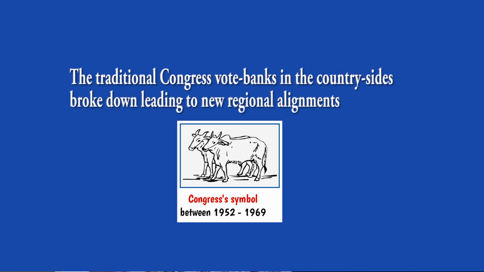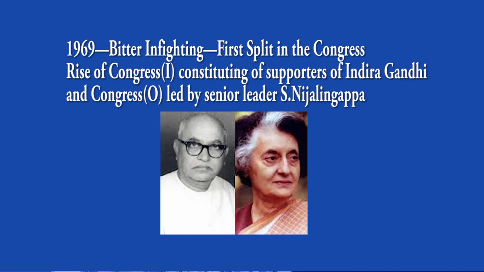Thirdly, the traditional Congress vote banks in the countryside, that is the rural voters, started shifting their reliance from the Congress to the newly coming up regional parties. Now, within a couple of years of 1967, in 1969, there was bitter infighting within the Congress where there was a split. The Congress became divided into Congress I, constituting supporters of Indira Gandhi, known as Indira Congress, and Congress O, the old or original Congress, led by senior Congress leader S. Nijalingappa.